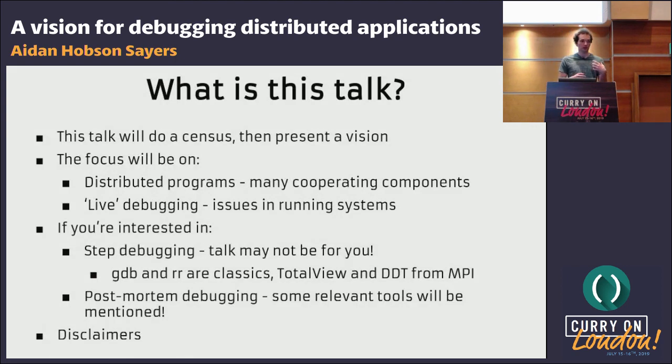This talk will do a census of existing tools for doing debugging, and then present a vision for how we believe that debugging can move forward and become better. The focus will be on distributed programs, with many cooperating components, potentially on different machines, and live debugging, so issues in running systems.